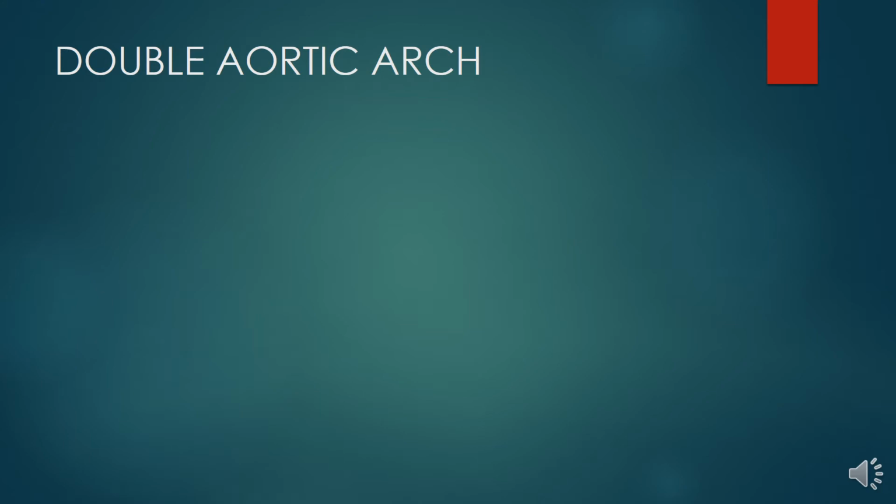The double aortic arch. If both the embryonic right and left fourth arches persist, a double aortic arch forms, creating a complex vascular ring. Both the right and left aortic arches join the ascending aorta to the descending aorta, forming a ring encircling the esophagus and the trachea, causing compression of these structures.